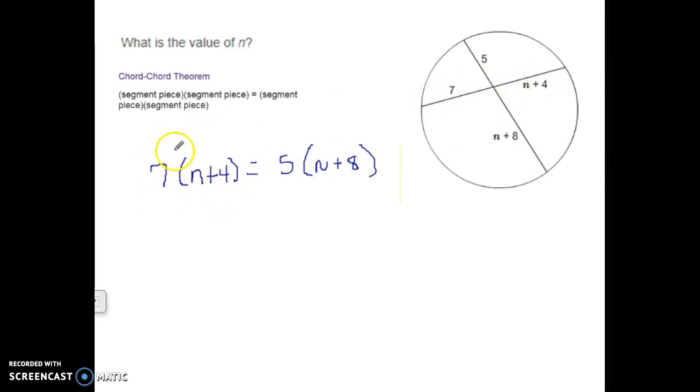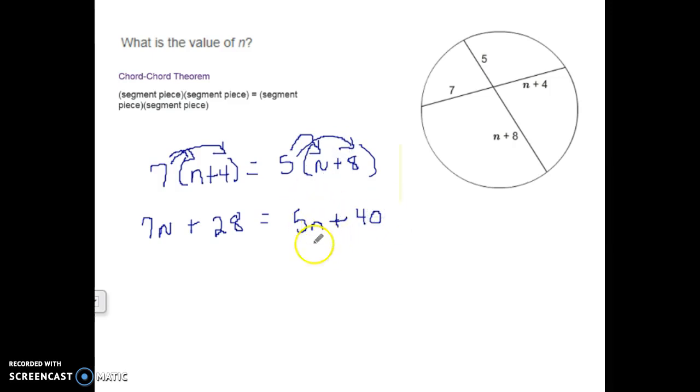So remember, you have to distribute this to both. So we're going to do 7 times n is 7n plus 7 times 4, which is 28, is equal to 5 times n, 5n, plus 5 times 8, which is 40. Now we want to combine our like terms, so I'm going to subtract 5n from both sides and subtract 28 from both sides. Get my variables on one side, so now I'm left with 2n is equal to 40 minus 28, which is 12. Divide both sides by 2, and n is equal to 6.